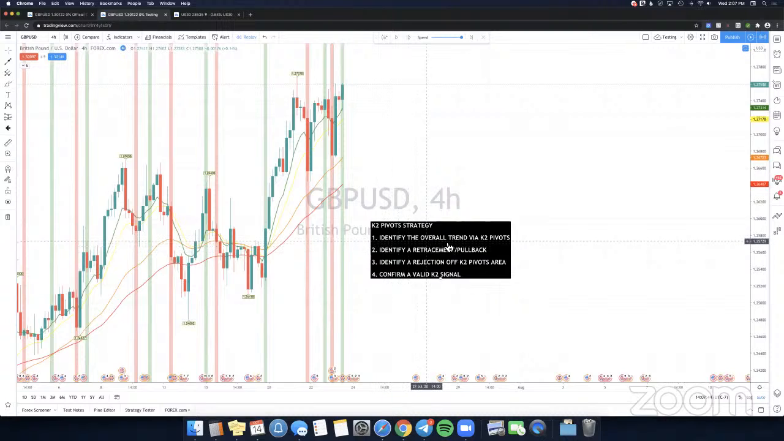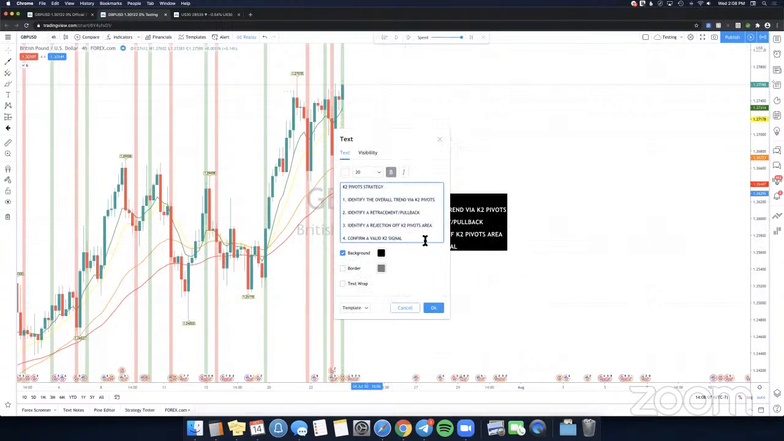We've identified an overall uptrend. You've identified a retracement. We've identified a rejection. And lastly, you need to confirm a valid K2 signal. A valid buy signal will be a green bullish candle, or a valid sell signal would be a red sell signal with a red bearish candle. So right here, we have a valid buy signal. All four requirements have been met. After all four requirements have been met, you can enter on the open of the following candle.